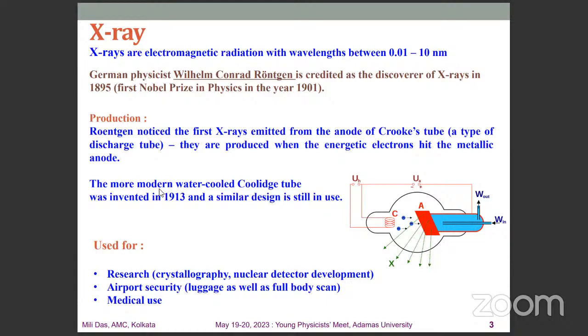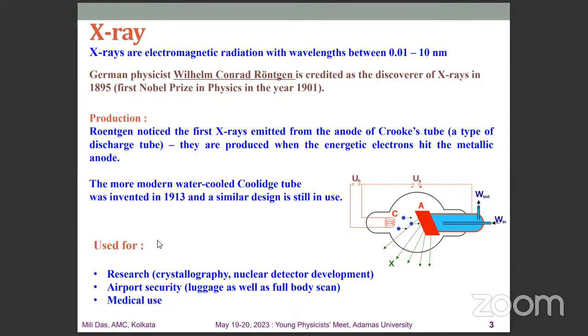The more modern water-cooled Coolidge tube was invented in 1913, and a similar design is still in use. At that time the nature of the rays was unknown to Röntgen, so he coined the term X-rays, X being the unknown in algebra.